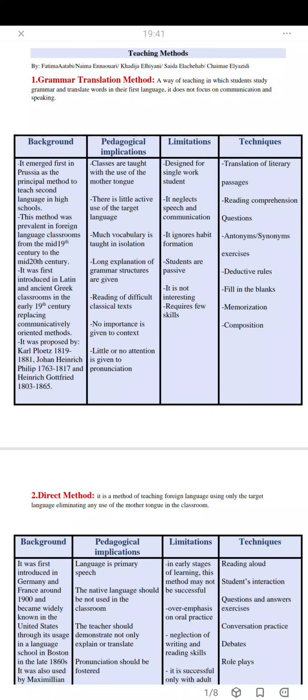Some techniques of this method are translation of literary passages, reading comprehension questions, antonyms, synonyms, exercises, deductive rules, fill in the blanks, memorization, and composition.